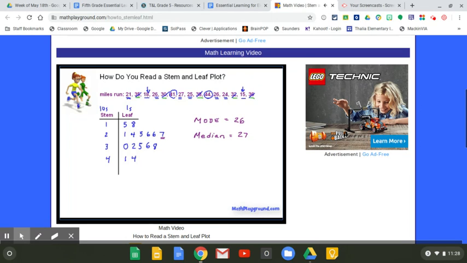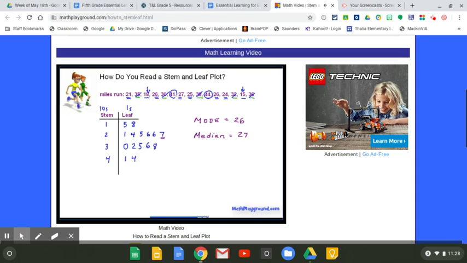You can also find the mean or the average of all this data. The stem and leaf plot doesn't necessarily help you do that any better. I mean, you do have to add all of the values and then divide by the total number of values, which would be 15. But in order to find the mean, you really don't have to organize your data as we did in the stem and leaf plot.